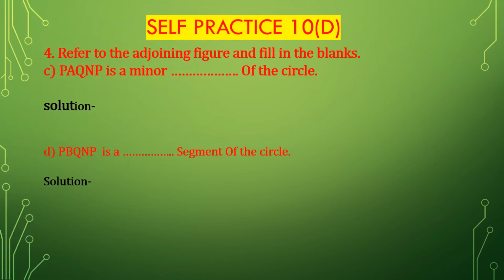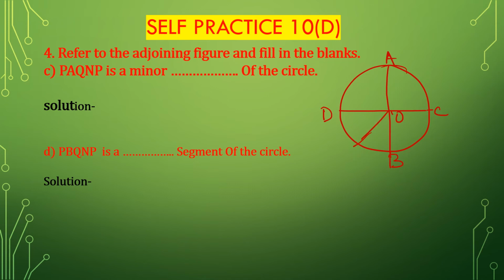Now third bit C. PAQP is a minor dash of the circle. First draw the given figure. This is a circle and this figure is given. This is A, B, C, D, O, L. This is L, this is M. This is P, Q. This is N. And all are equal to 90 degree.